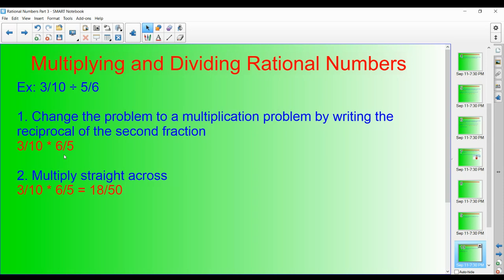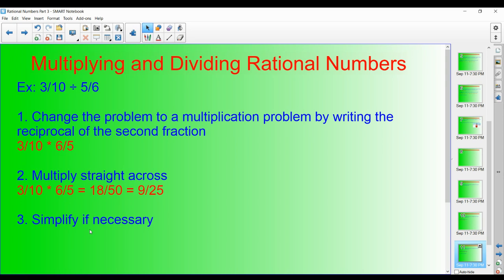We then can multiply straight across, numerator times numerator and denominator times denominator, to get 18/50. And then, like always, we should get in the habit of simplifying our fractions. So divide both numerator and denominator by 2. And in this case, it was necessary, so we simplify.